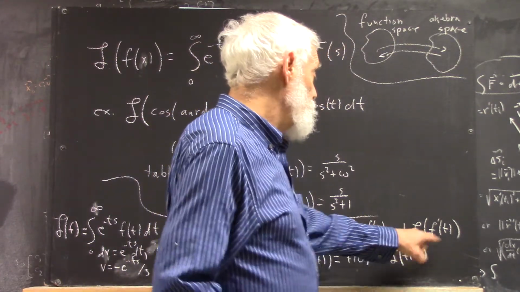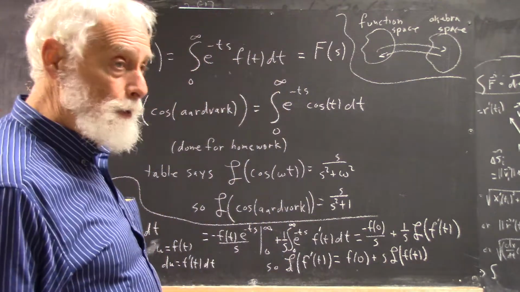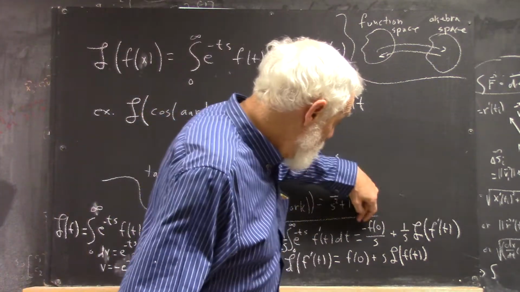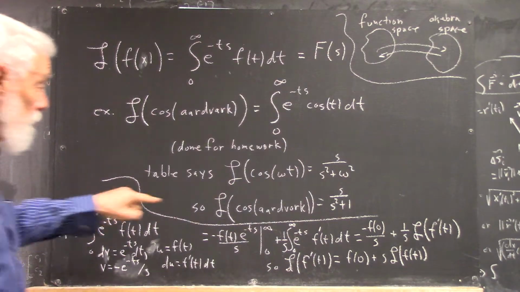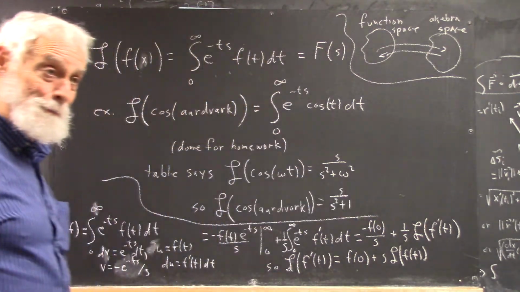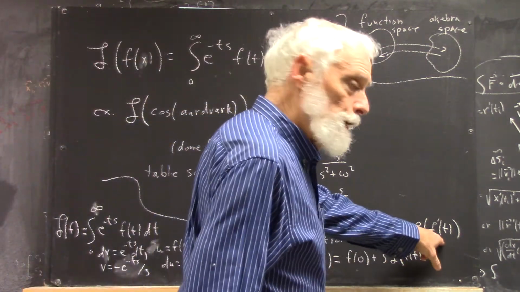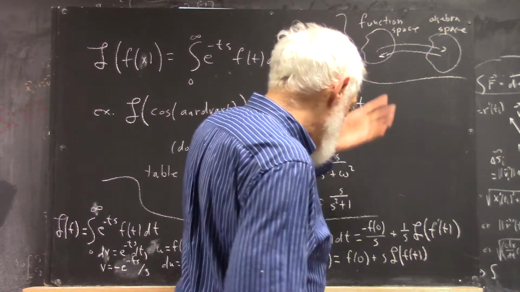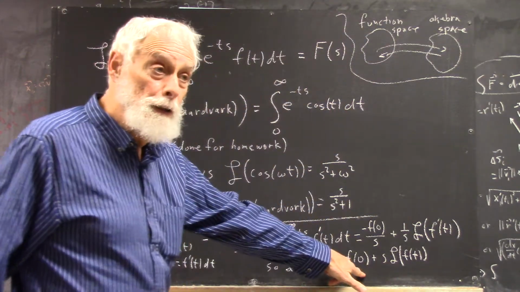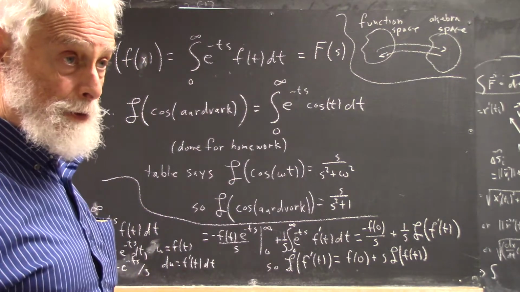So we get 1 over s times the Laplace transform of f prime of t. Well, we just set this expression equal to what we started with, because I've got a bunch of equal signs between here and there, and solve for the Laplace transform of f prime of t. I don't have to tell you how to do that. This is what we get. Okay?